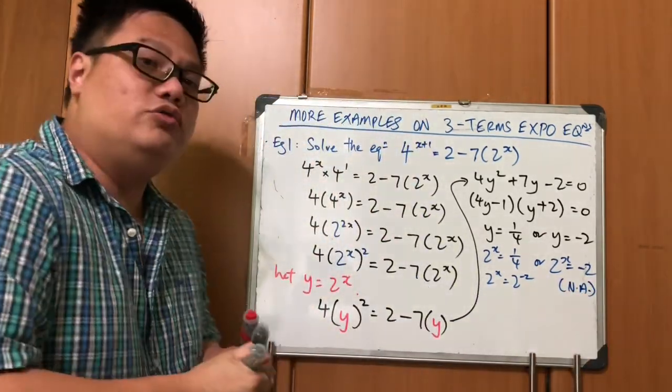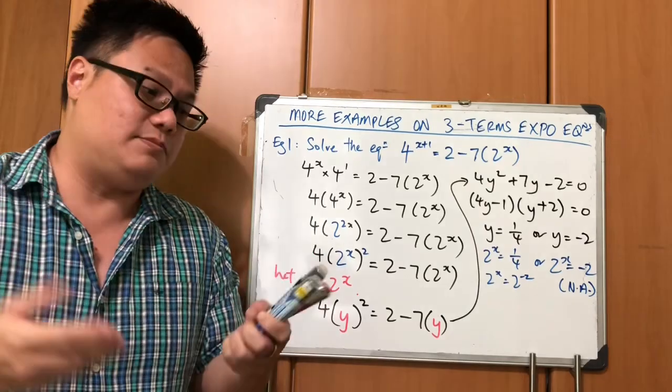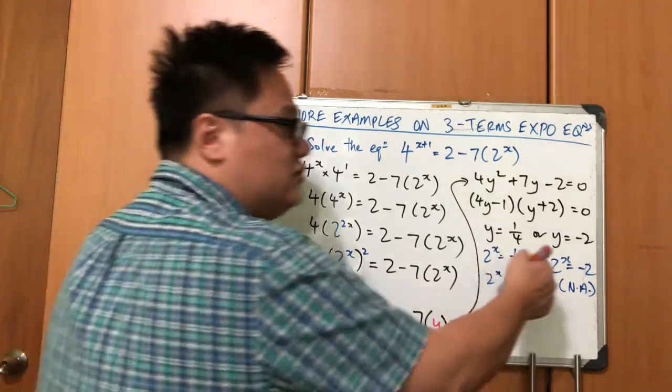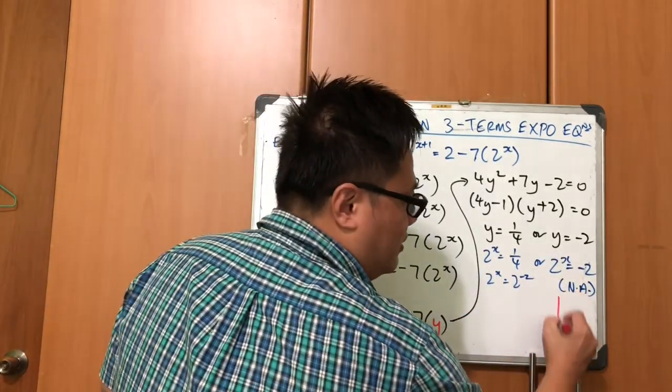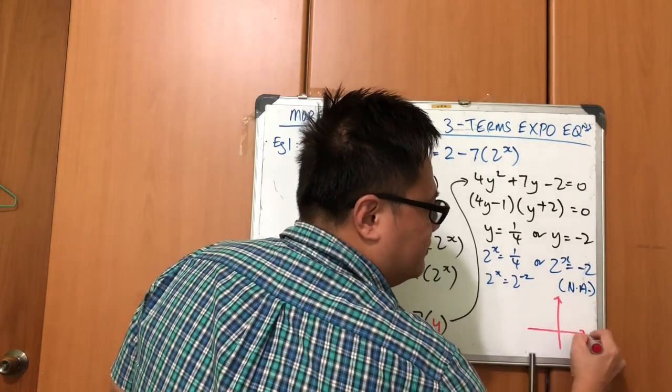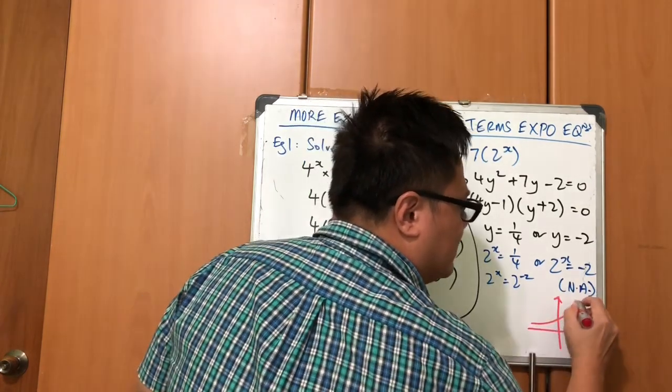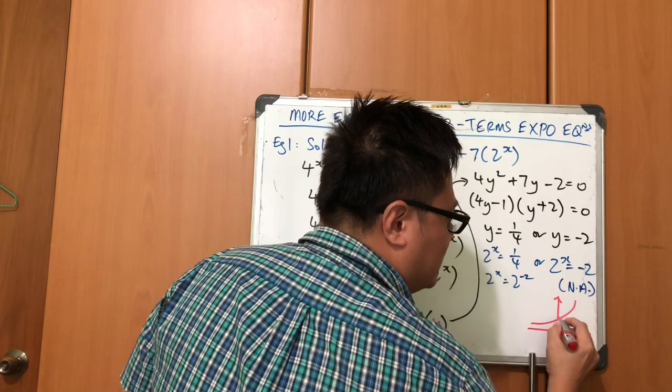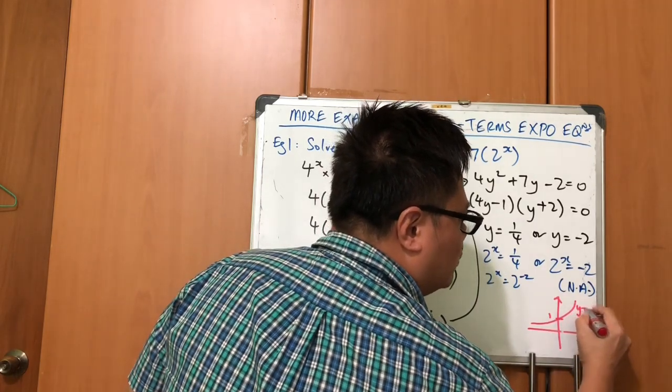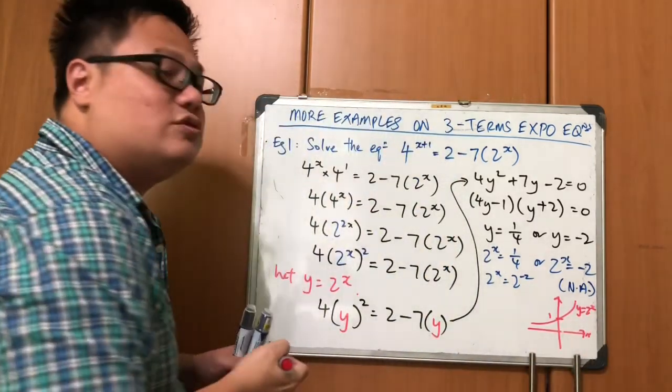If you're not very sure, you can use decimals, plot out and draw the graph of 2 to the power x. What you have is actually this graph, a graph that looks something like this. Exponential. It cuts at 1. This is y equals 2 to the power x.